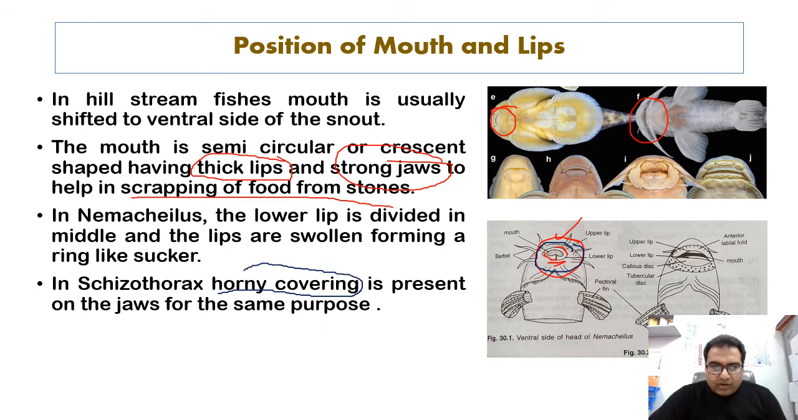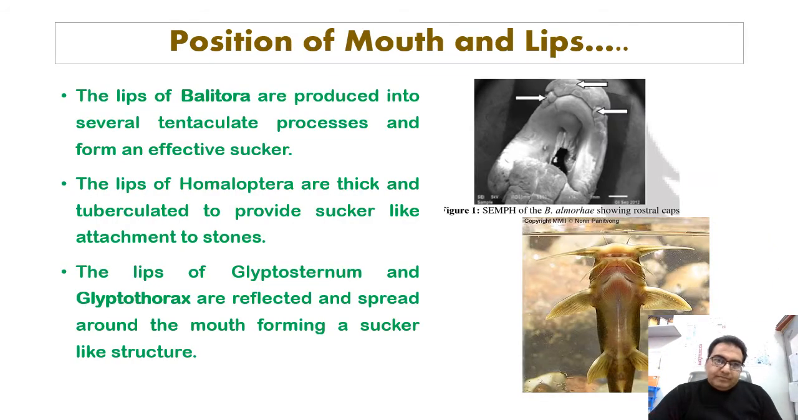So this is very important: if somebody asks you which of the following fish has the horny covering, you can clearly say that it is present in the case of the Schizothorax, whereas the lips are swollen, or divided in the middle and swollen, in the case of Nemacheilus. The horny covering, which you are seeing here on the lips, is present in the case of the Schizothorax.